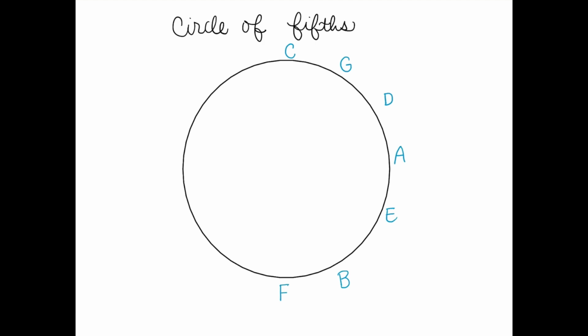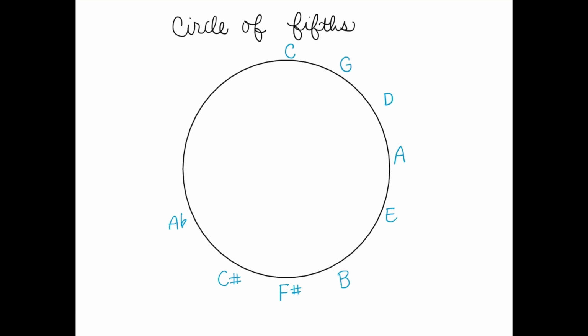And 5 steps up from B is going to be F sharp. 5 steps up from F sharp is going to be C sharp. 5 steps up from C sharp will be G sharp or A flat. So those two notes are the same tone. And for the purpose of this circle of keys, we are going to go with A flat.